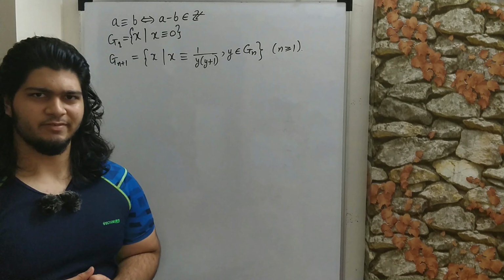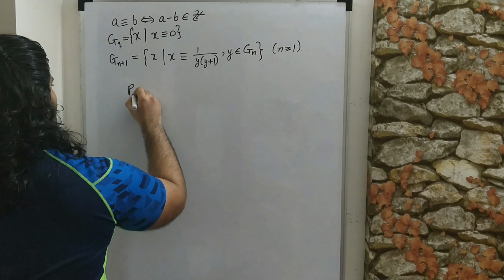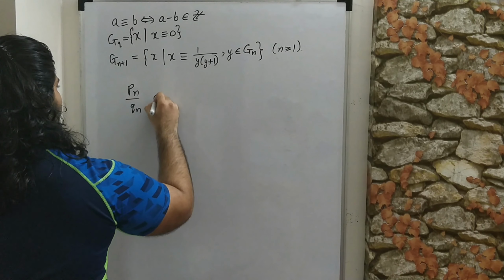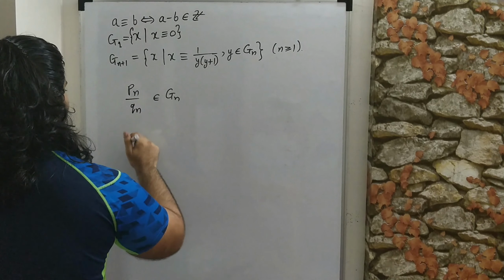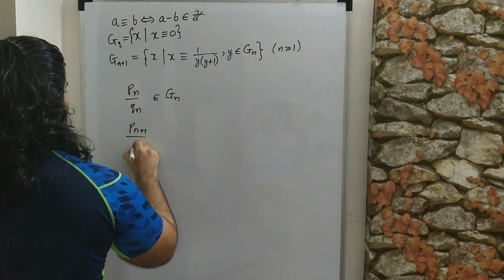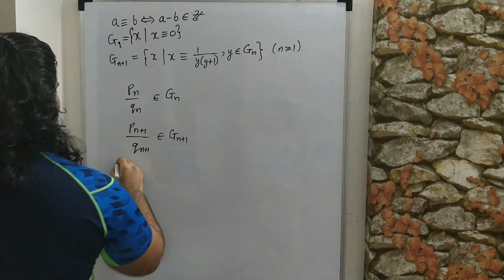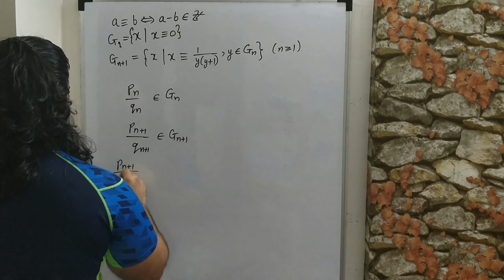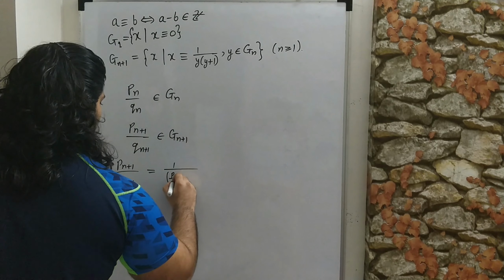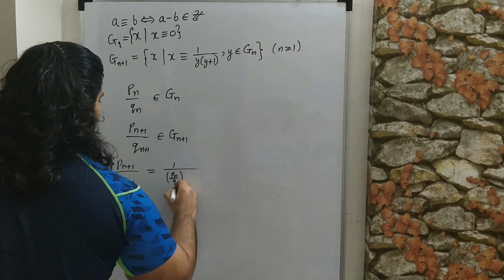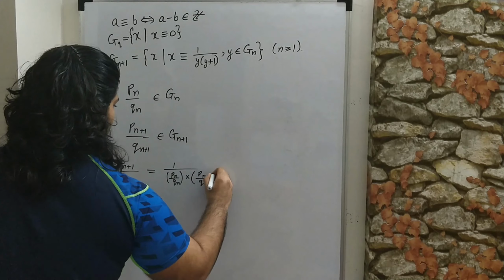Now here is how the classification into generations is going to come in handy. Let's say we have some rational number Pn over Qn which is in Gn, and we have Pn plus 1 over Qn plus 1, which is in Gn plus 1, and Pn plus 1 over Qn plus 1 is formed by 1 over Pn over Qn times Pn over Qn plus 1.